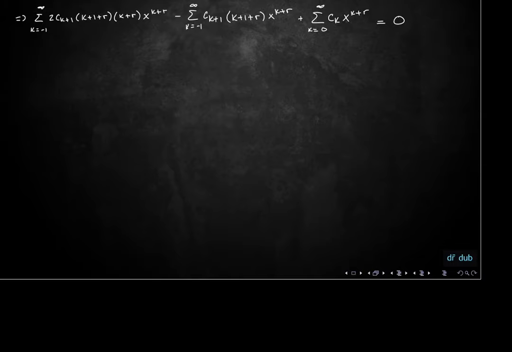Now, we've got all the exponents on x to be the same, but our starting indices for our series are not the same. So what we're going to do now is pull out the k equals negative 1 terms from the first two series, to get the starting indices to be the same.